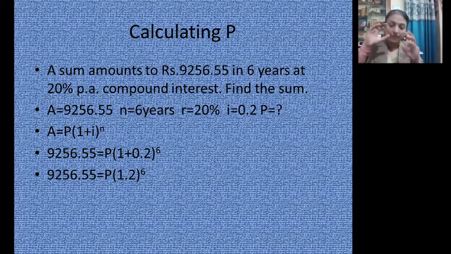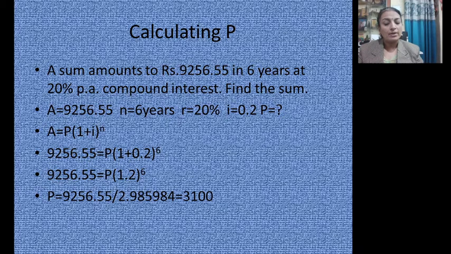Now you can keep the P on one side and bring the rest to the other side. That is what happens here. 9256.55 is divided by 1.2 into 1.2 into 1.2, like this you have to do it 6 times. Otherwise, what is our next alternative? 1.2, then in the calculator press the into mark, then press the equal sign 5 times. Then you will get the answer.